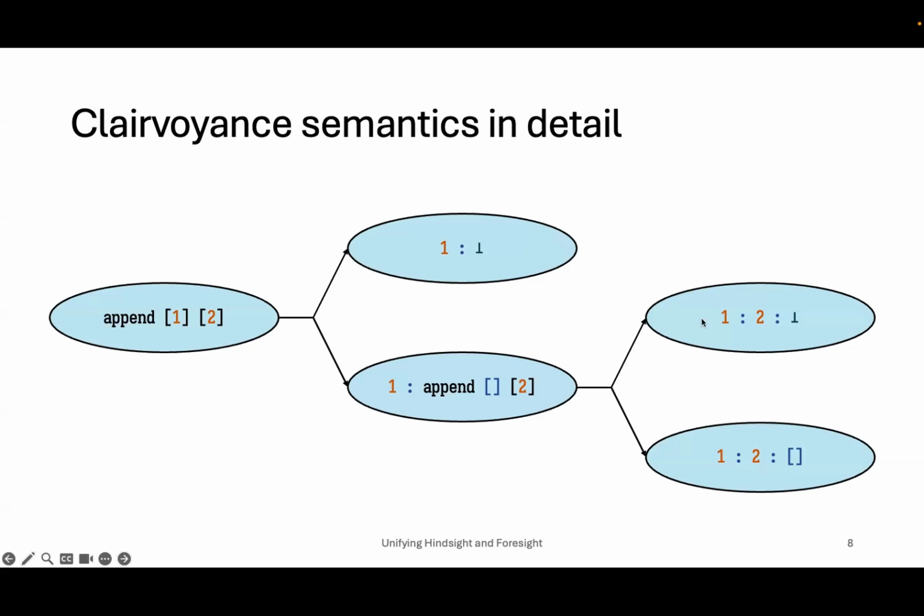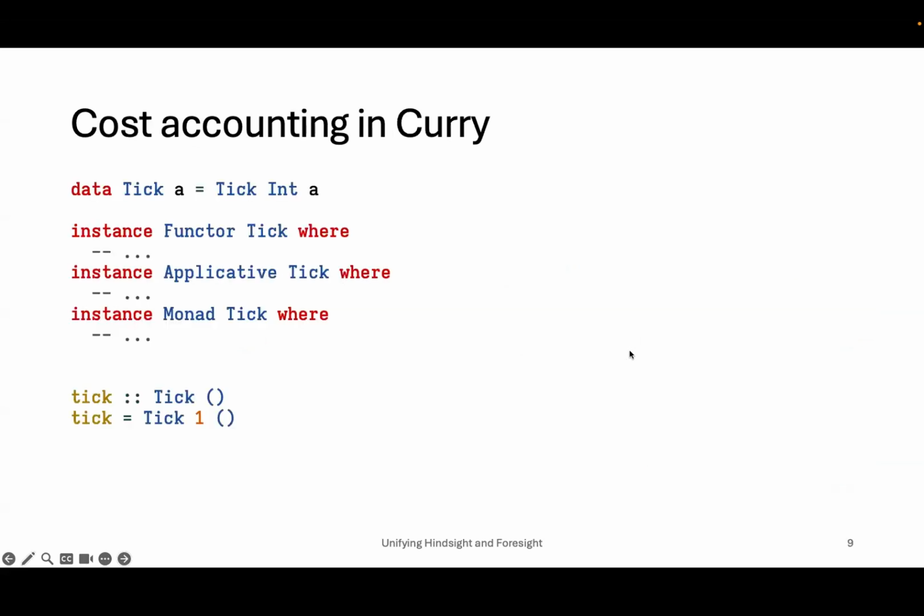Okay. So I'm going to present a framework for modeling clairvoyant semantics in the programming language Curry. For those of you who are not super familiar with Curry, it's just like Haskell, but it has logic programming features bolted on. So that includes free variables and non-determinism.